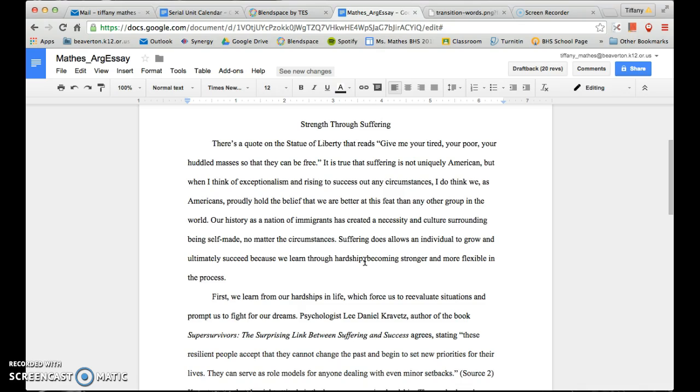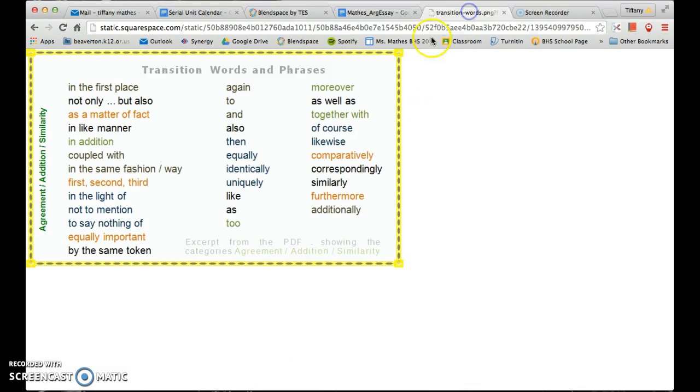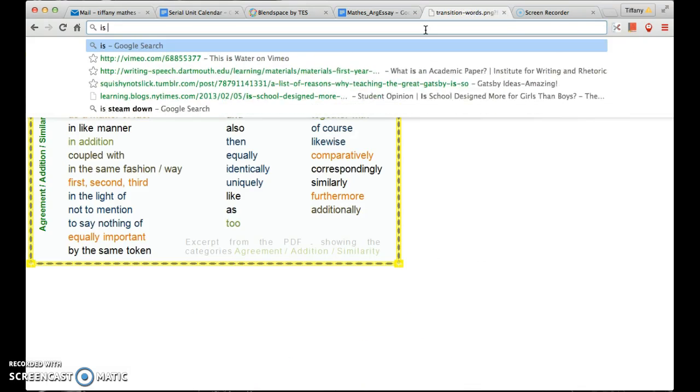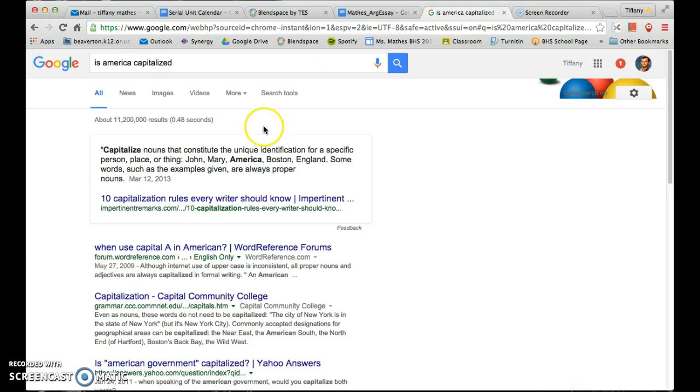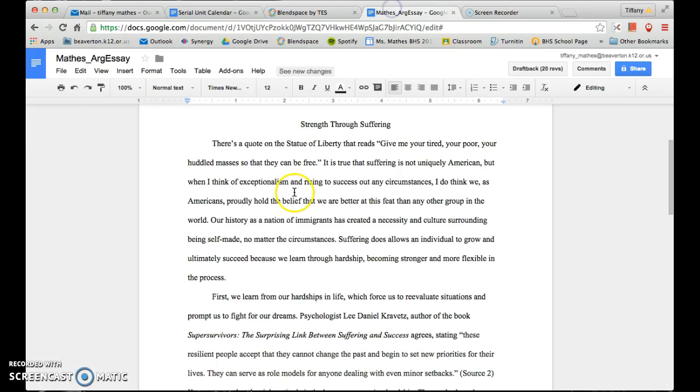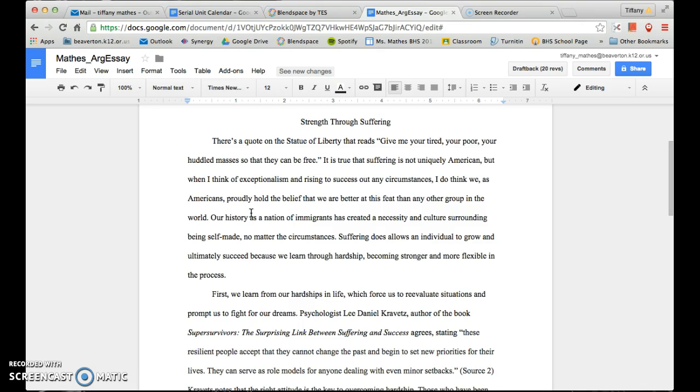If you have a question about, I don't know if that's supposed to be capitalized, guess what? Use Google. You can Google, is America capitalized? Say I had a question about that. It says America is capitalized, so yep, I know it needs to be capitalized. Okay, I capitalized it, good. See, so if you have questions like that, use the internet. It can be for good, okay? All right.